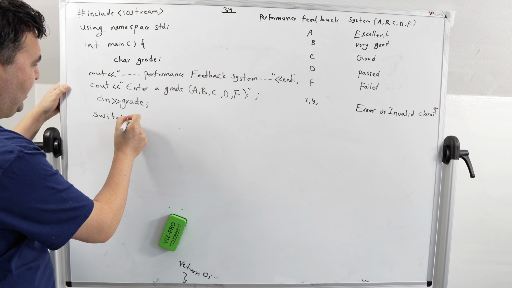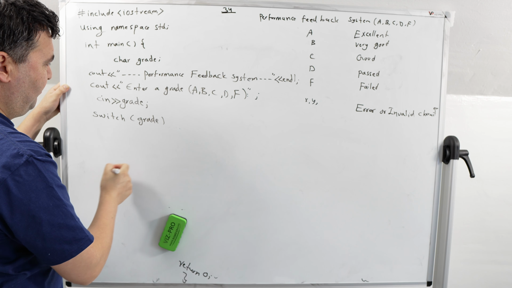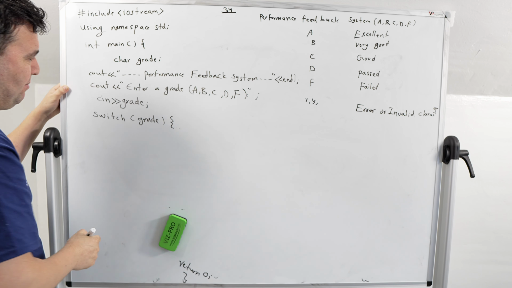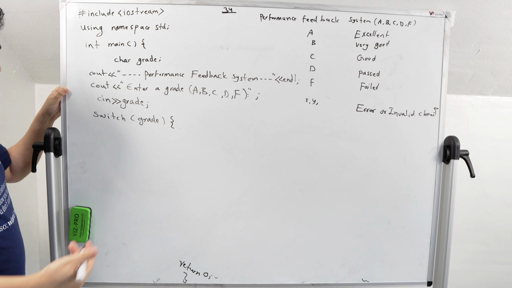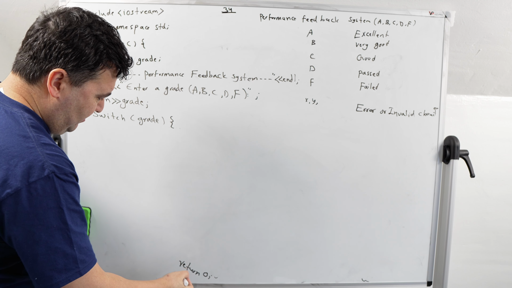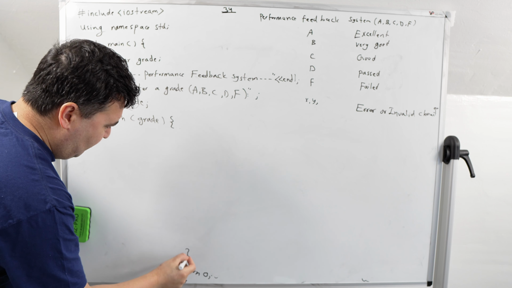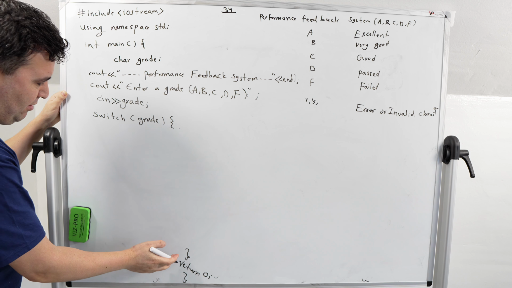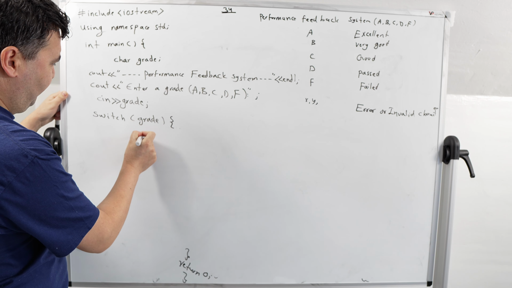And we switch the grade variable. Switch grade. And then we open the curly brace for the block of the switch, and I close the block of the switch before the return 0. So here we opened and we closed. And now inside the switch, we have cases.